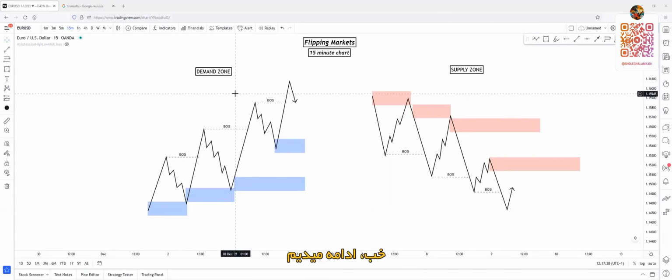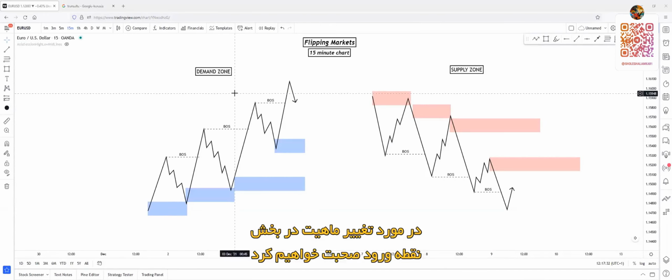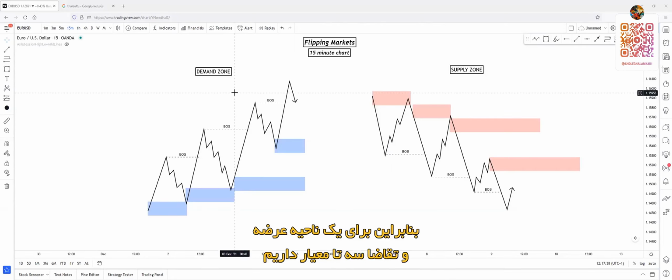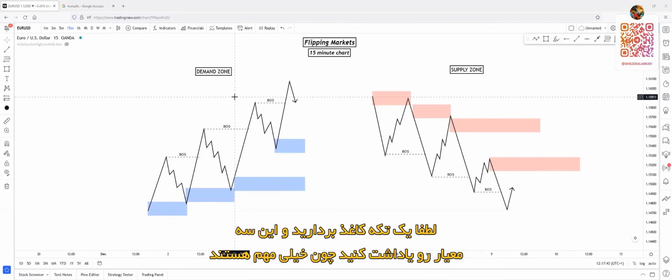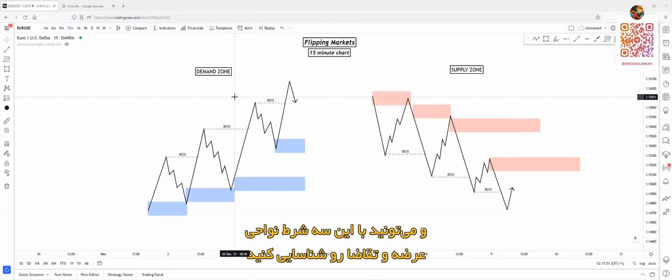Okay, move on. It has to break structure or change character. We'll talk about change of character in the entry unit. And finally, it has to create or collect liquidity. So we have three criteria for a supply and demand zone. Please grab a piece of paper and write it down, because it will be very, very important in the future to write these three criteria down, because you'll be able to identify the zones based on these three criteria.